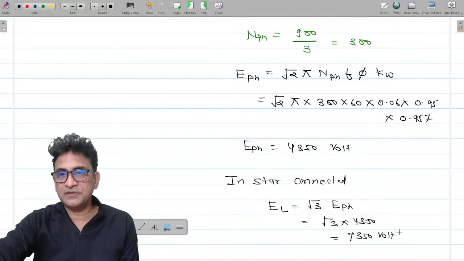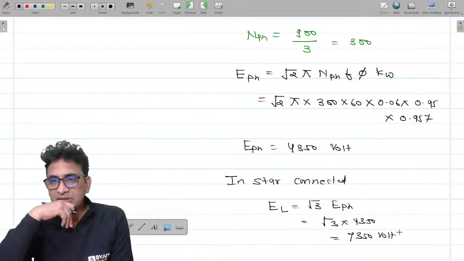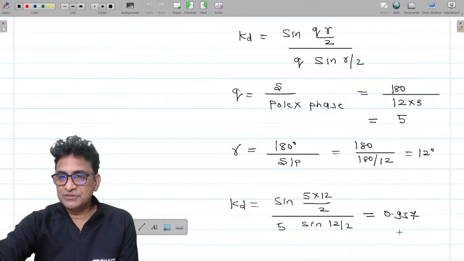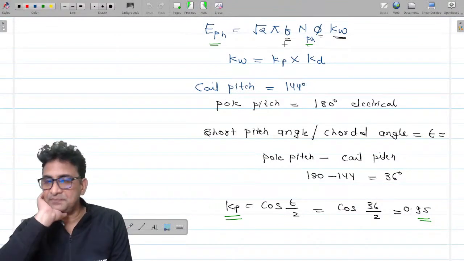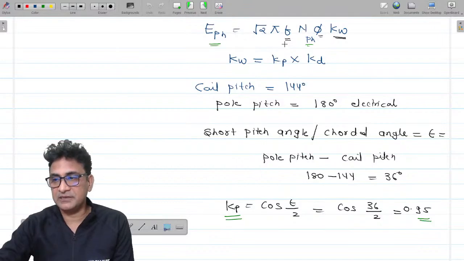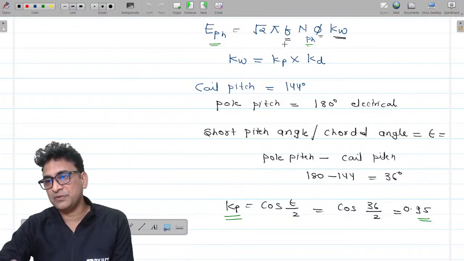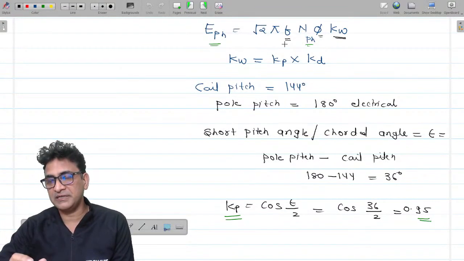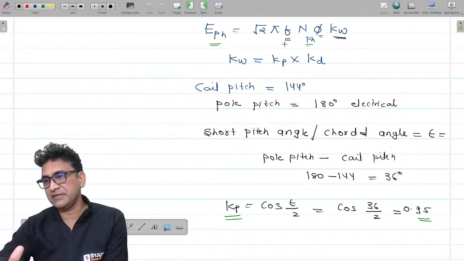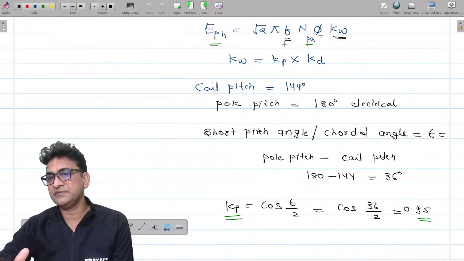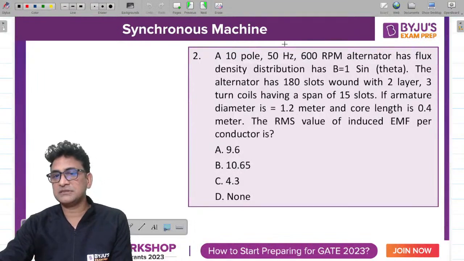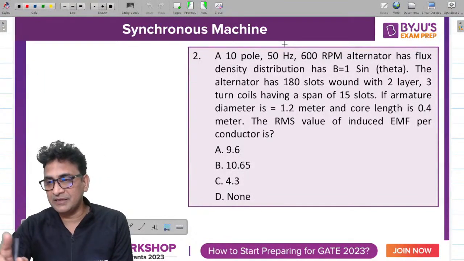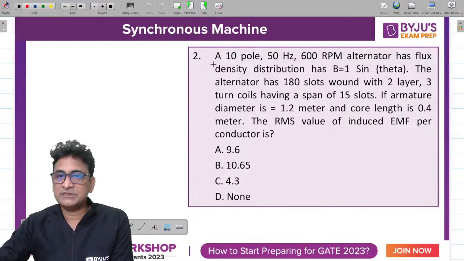Okay, so here we go with the second question. See, I always see most students just remember this formula to find the induced EMF per phase. Suppose in this exam somebody asks you the induced EMF per conductor or induced EMF in a coil, how do you solve these types of questions? You have to learn the complete concept, where to use the pitch factor and where to use the distribution factor. We cannot use pitch factor and distribution factor every time. So now I will show you how to find the induced EMF in a conductor and in a coil. So this is my second question.